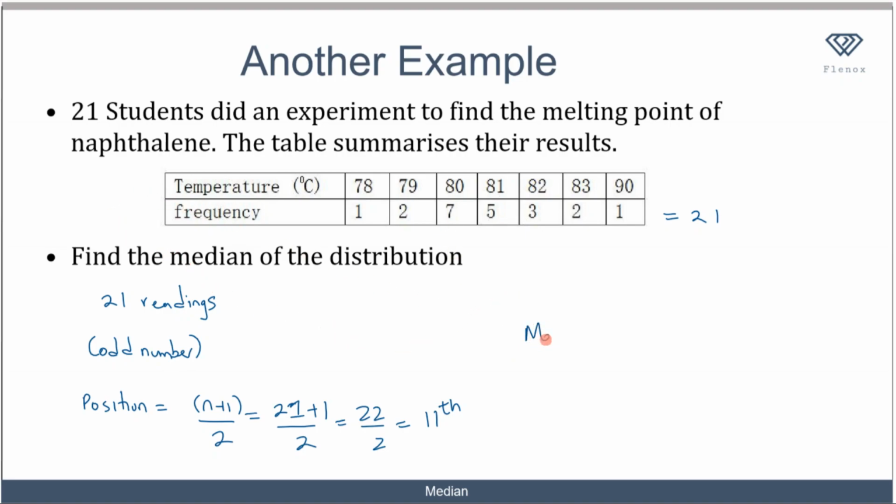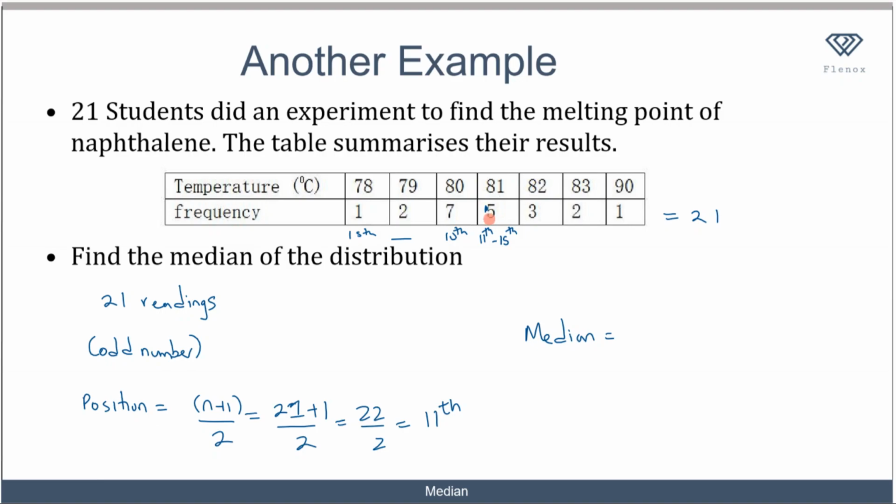So I'll now ask myself, where does the 11th number fall? So now this is the first number. 1 plus 2 gives me 3. So from here to here represents the first to the third number. 3 plus 7 gives me 10. So from here to here represents my first to my 10th number. So my 11th number is going to fall in this row here. So here represents my 11th number to my 15th number, because I have 11, 12, 13, 14, 15. So my 11th number falls within this frequency range over here.